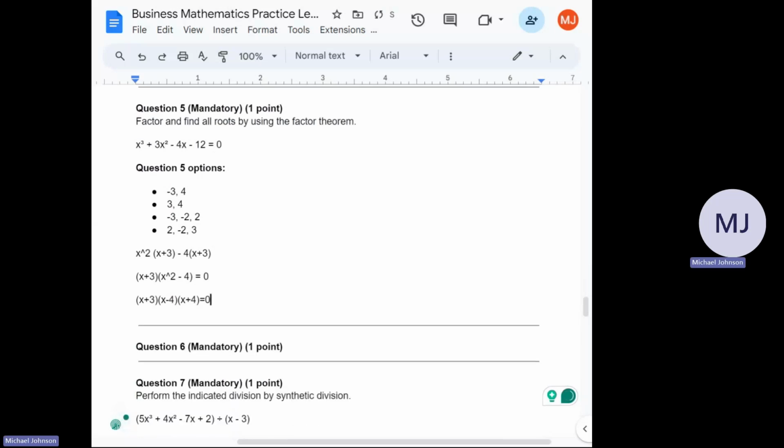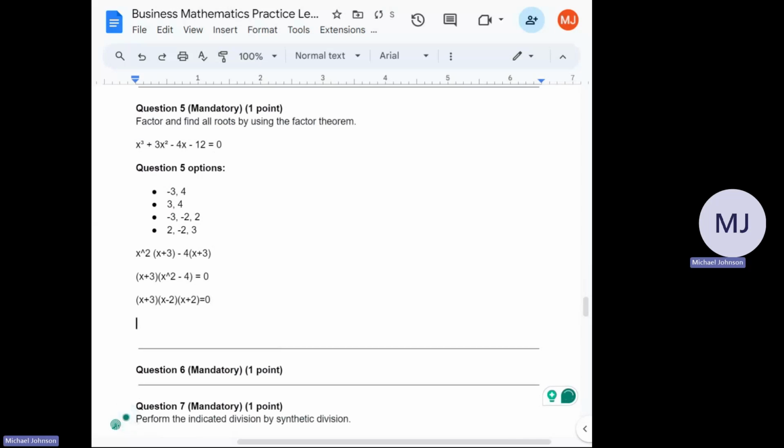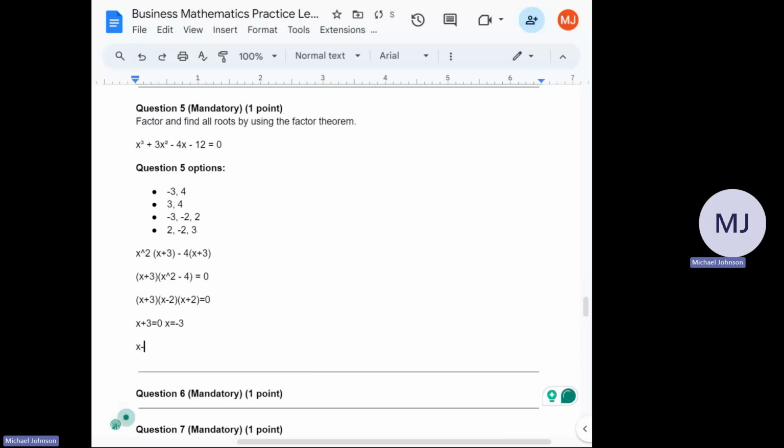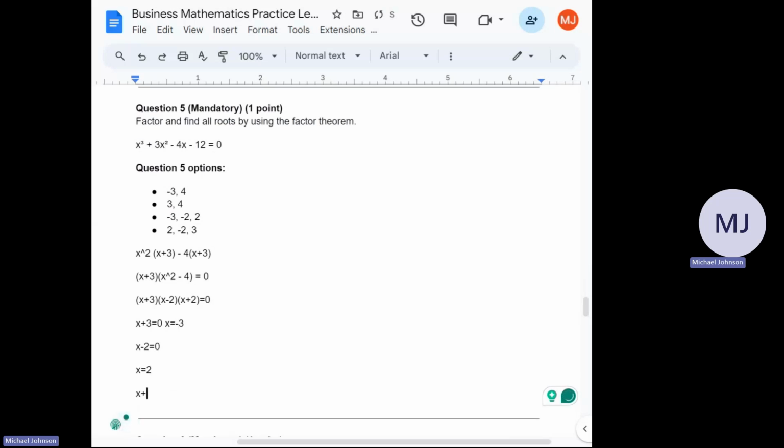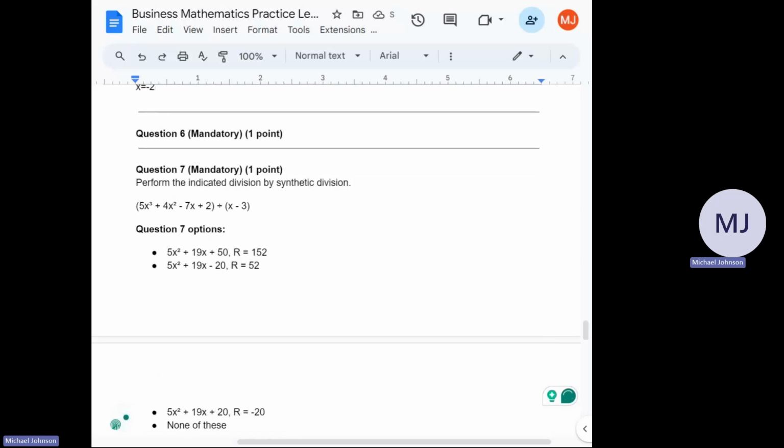Sorry, I apologize. Here it's actually x minus 2, x plus 2. And then you do x plus 3 equals 0. X equals -3. X minus 2 equals 0. X equals 2. X plus 2 equals 0. X equals -2. So you do that.